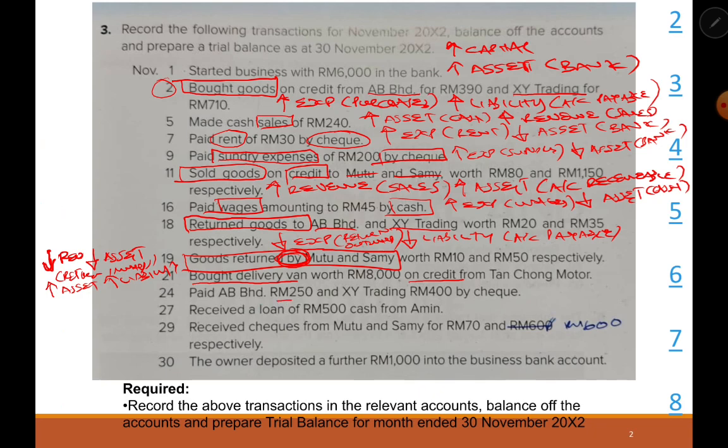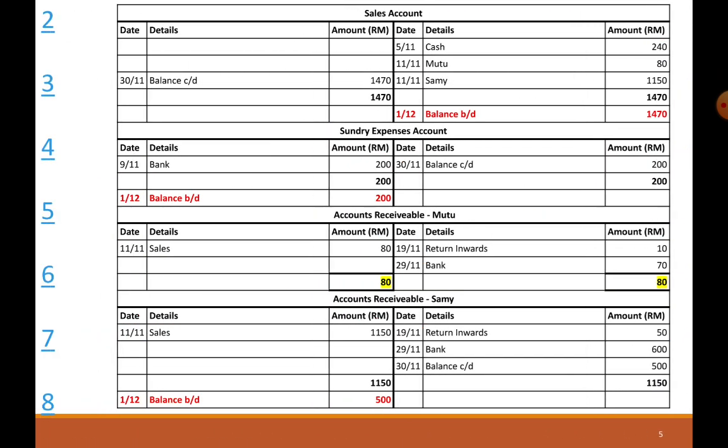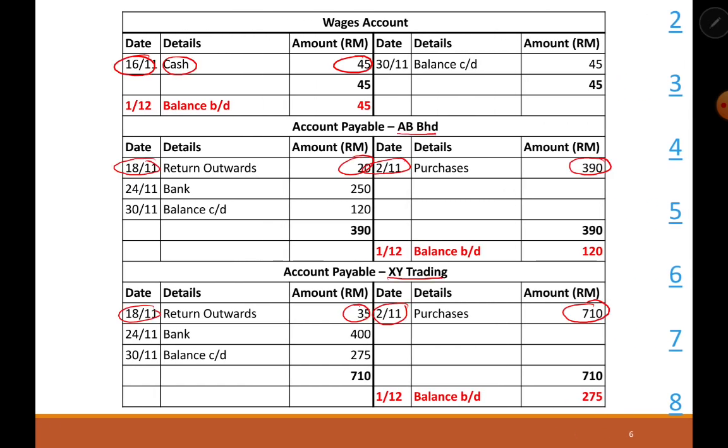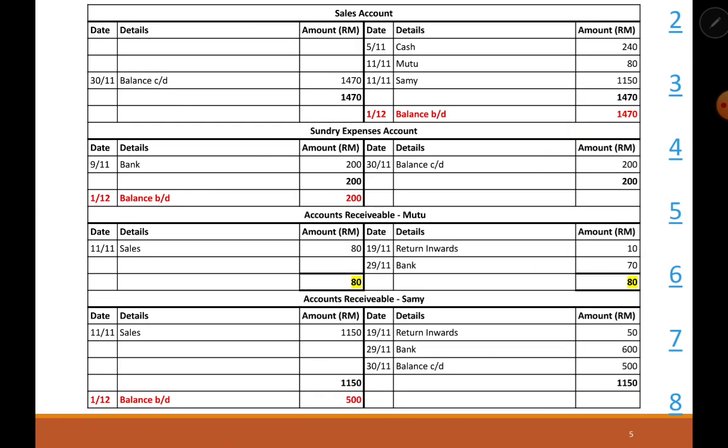Paid AB Berhad 250 and XY Trading 400 ringgit by check. So here liability will decrease, decrease in liability because we paid by check, decrease in asset. Okay, means that we will credit bank, debit AB Berhad and XY Trading. We look for AB Berhad and XY Trading. Debit AB Berhad 250, debit XY Trading 400 ringgit, credit bank. Okay, 250 and 400 ringgit.